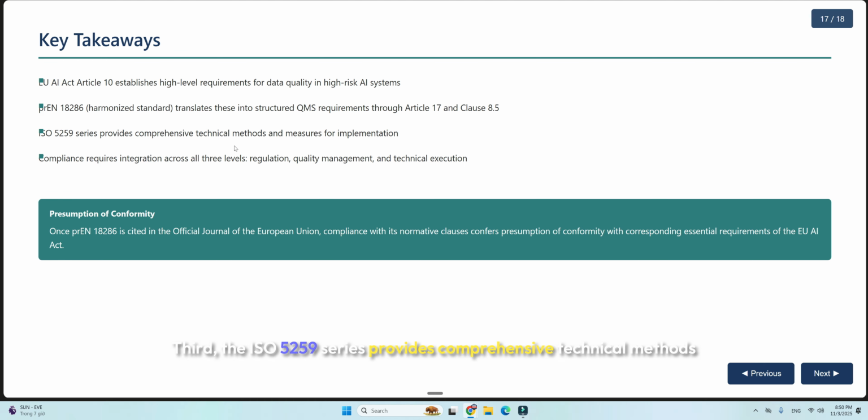Third, the ISO 5259 series provides comprehensive technical methods and measures for implementation. It's not theoretical, it's 4 published standards you can implement today, with 2 more in development. And fourth, compliance requires integration across all 3 levels. You can't just implement the technical standards and ignore the QMS requirements, and you can't just document procedures without actual measurement and improvement. It's a fully coherent system, and here's why this matters.